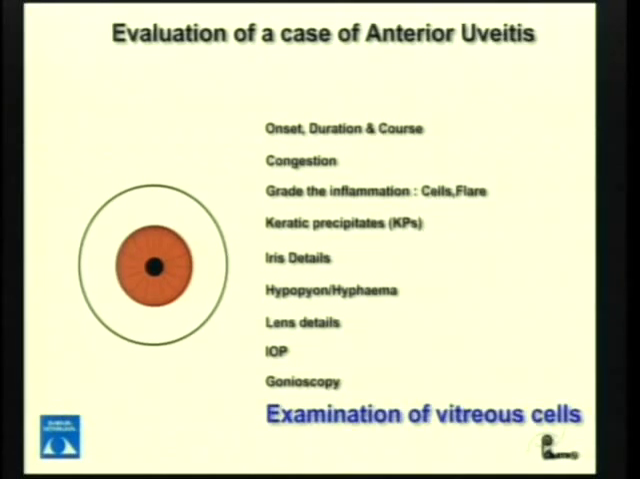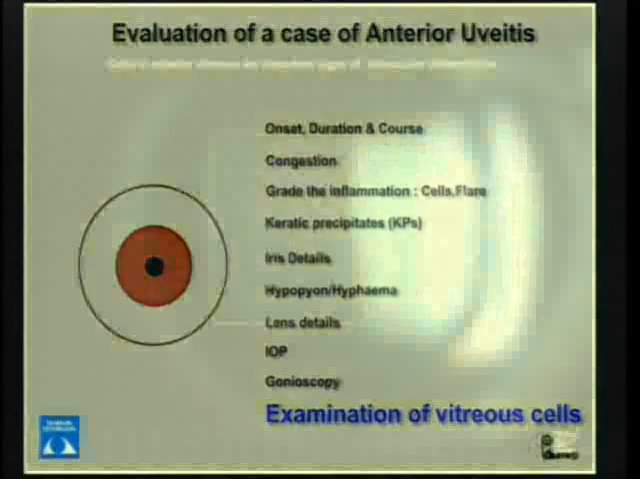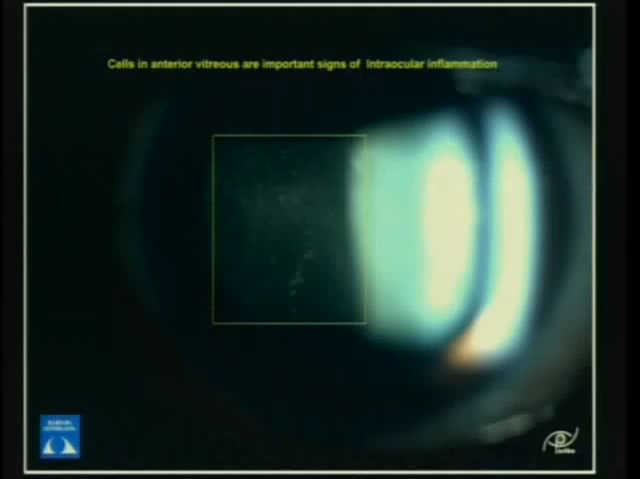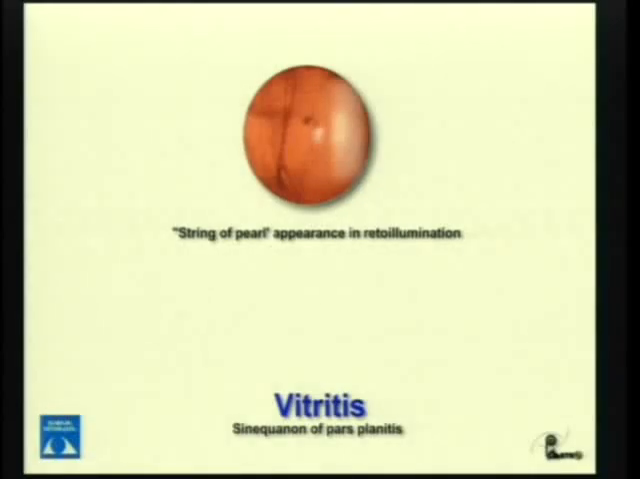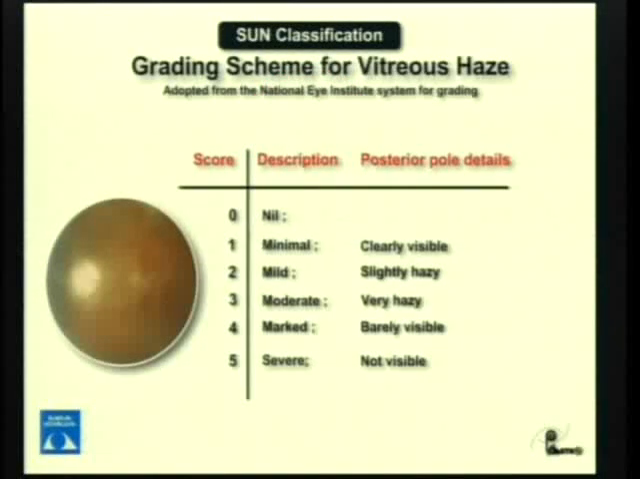So next important is the examination of the vitreous cells. Vitreous cell is a very important sign of intraocular inflammation. One should carefully examine the retrolental part. If you see a string of pearls appearance in retroillumination and vitritis, it is a very important feature of pars planitis or intermediate uveitis.